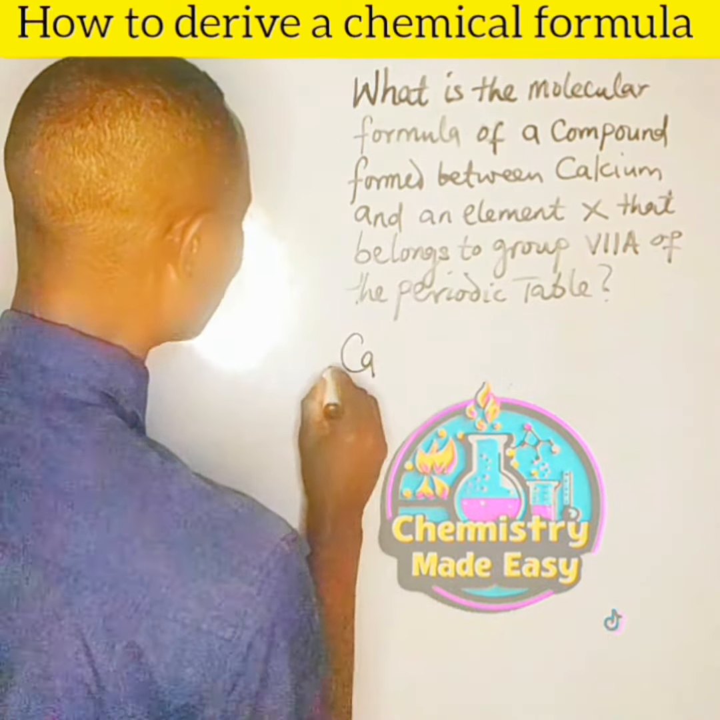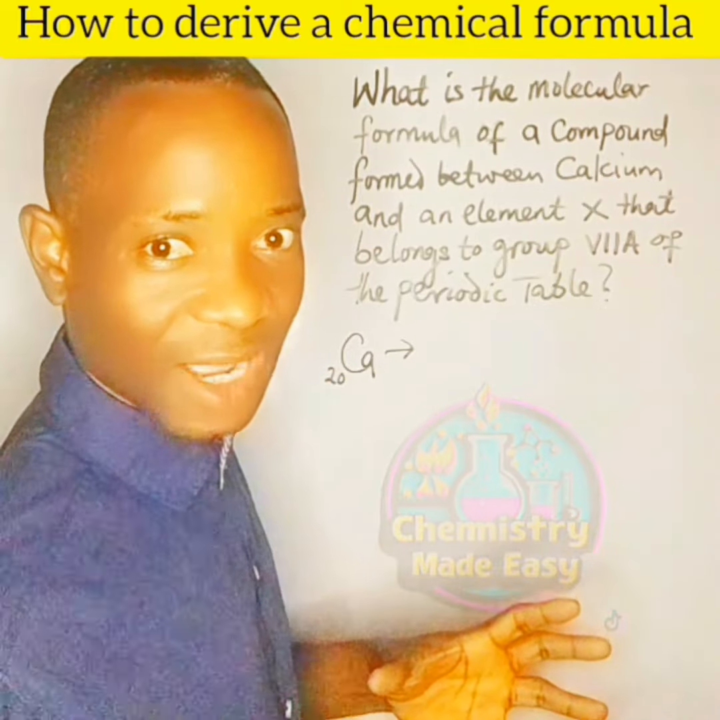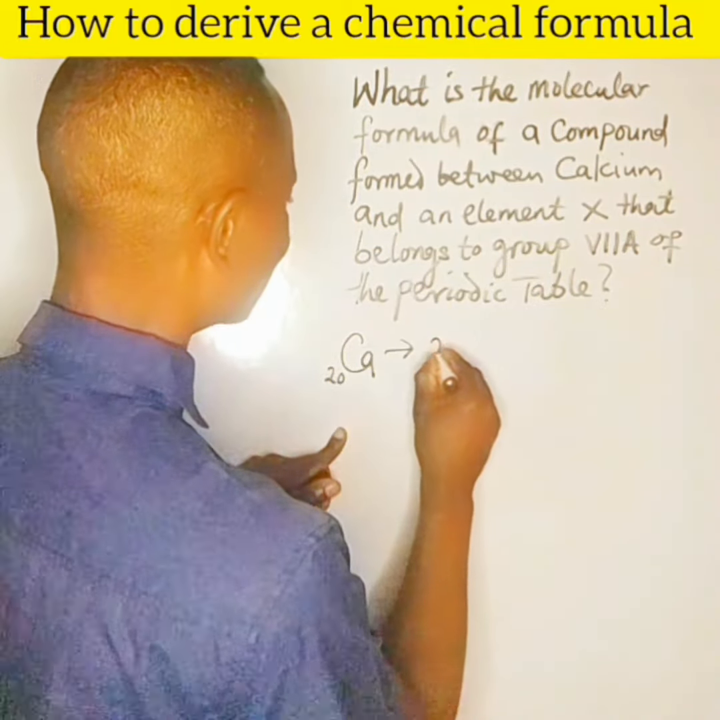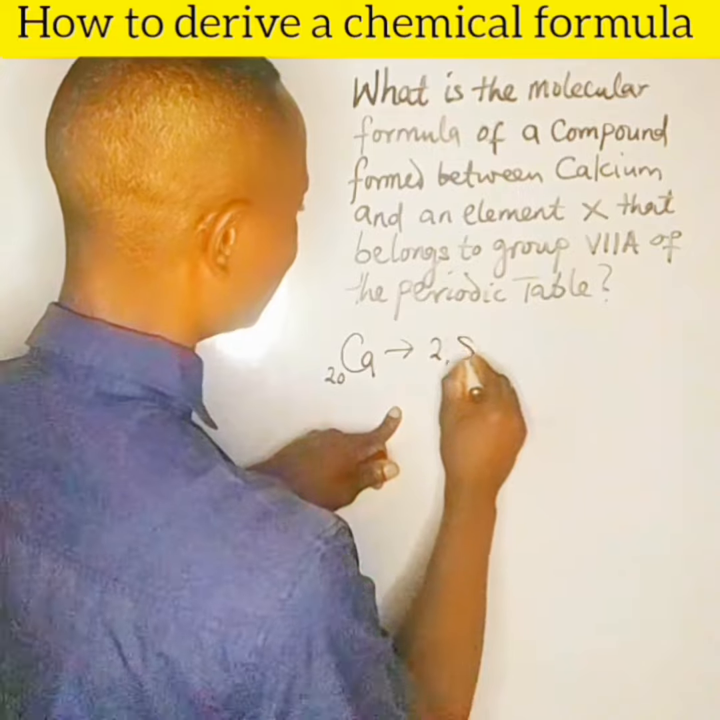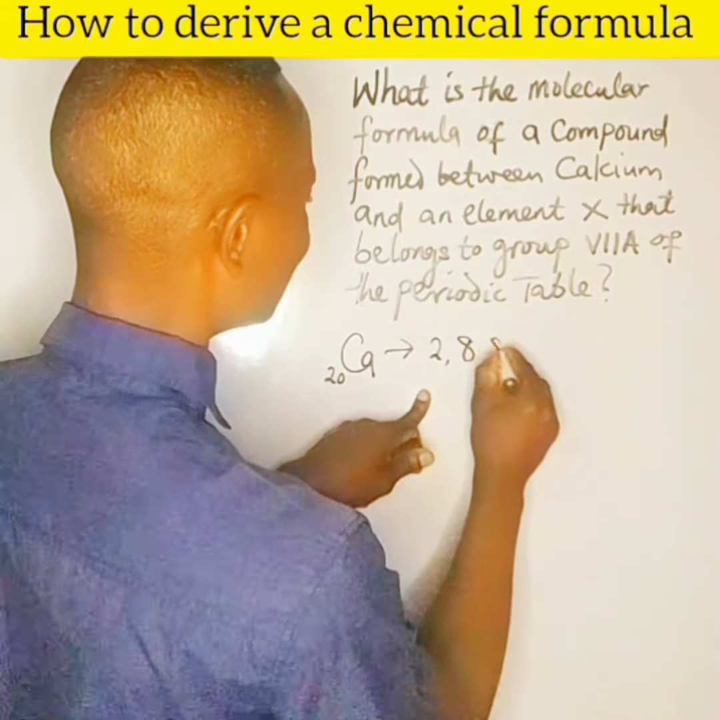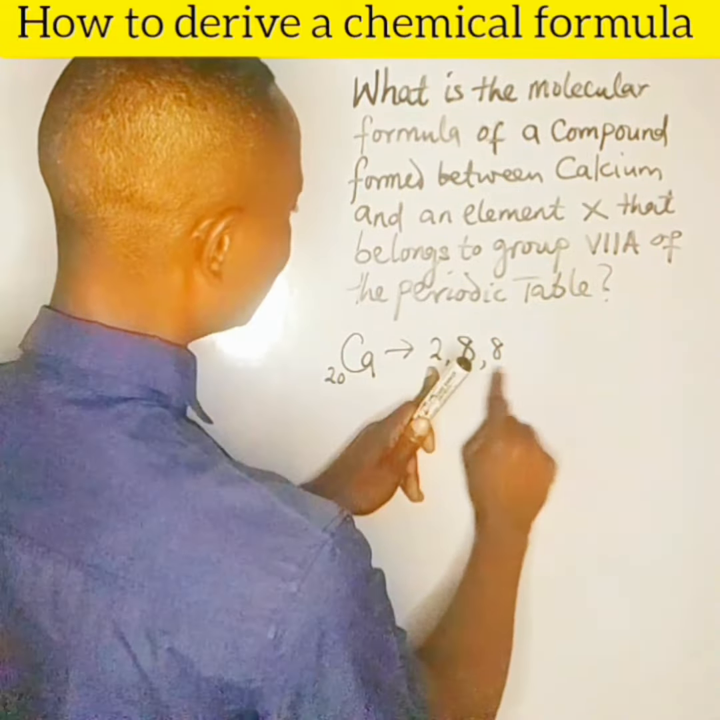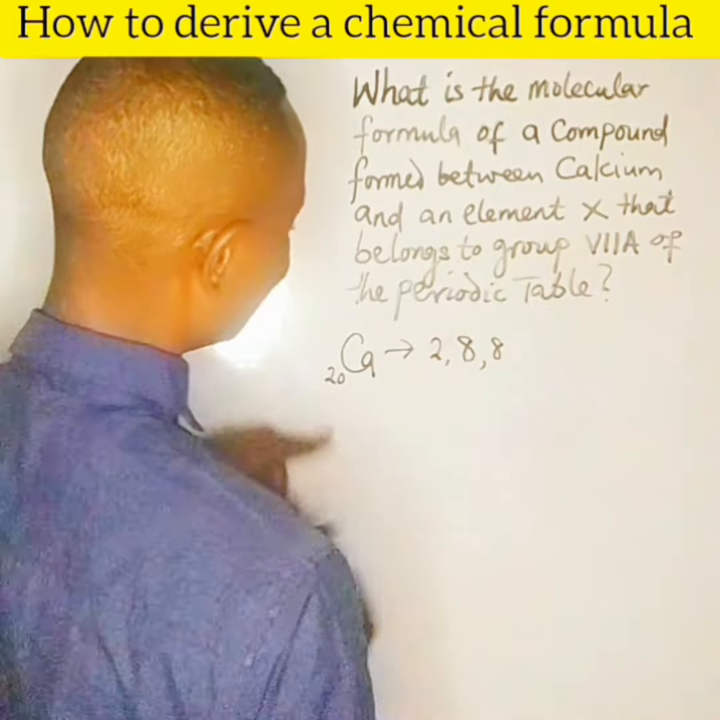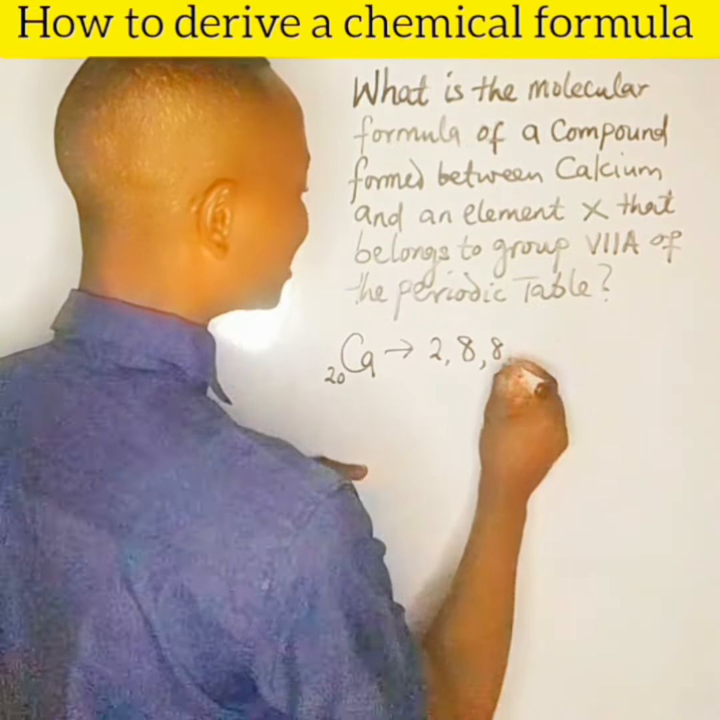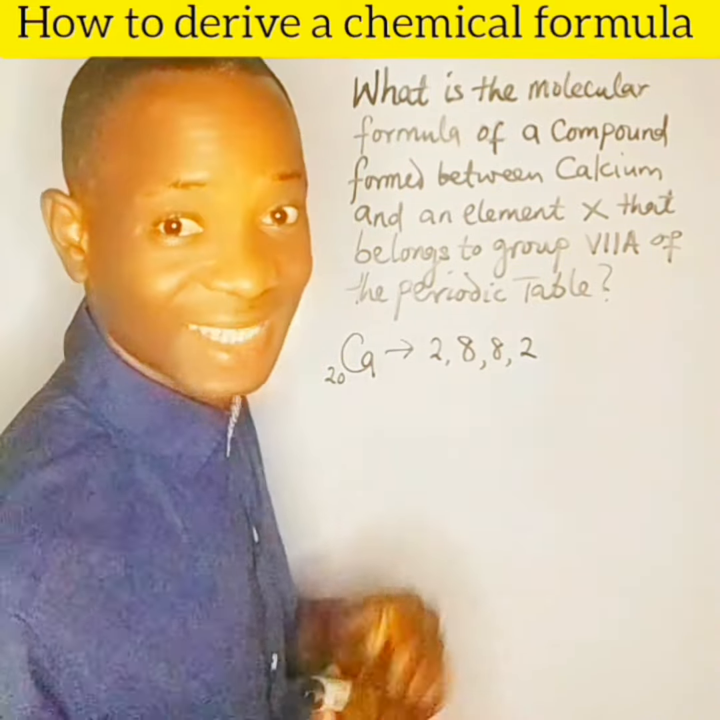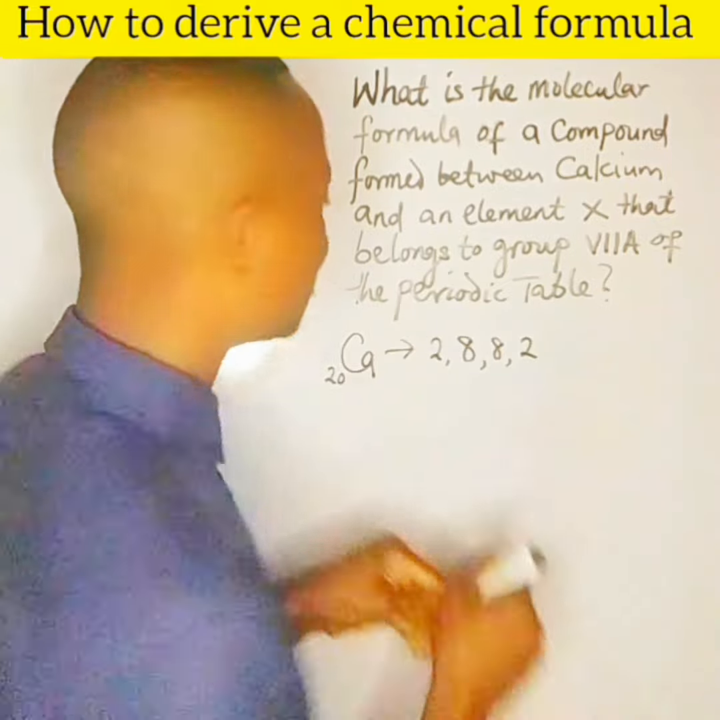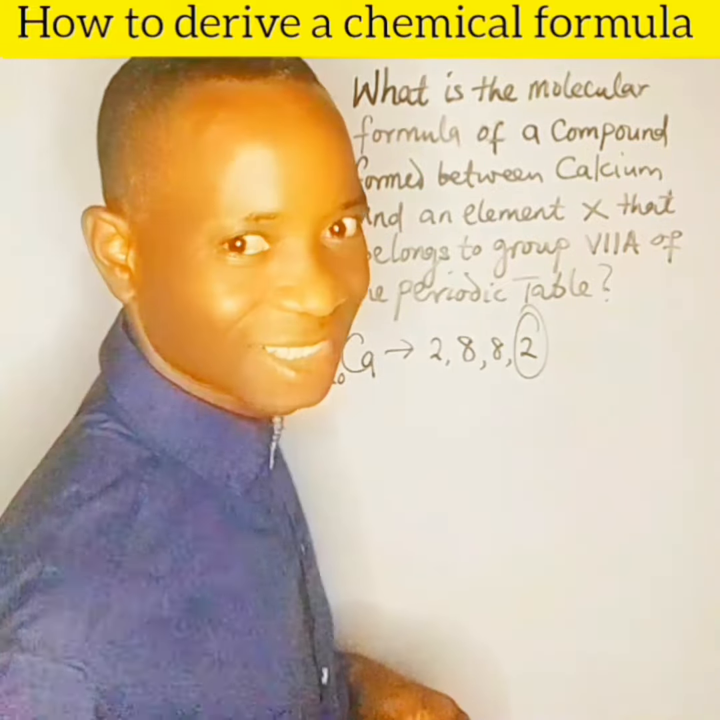Calcium has the atomic number 20. In the electronic configuration of calcium, the first shell holds 2 electrons. The second shell holds 8. Other shells hold 8, 8. How many now? We have 16 plus 2, 18. Remaining 2 electrons. So the last shell will hold the 2 electrons. It now means that in a calcium atom, 2 electrons are at the last shell.